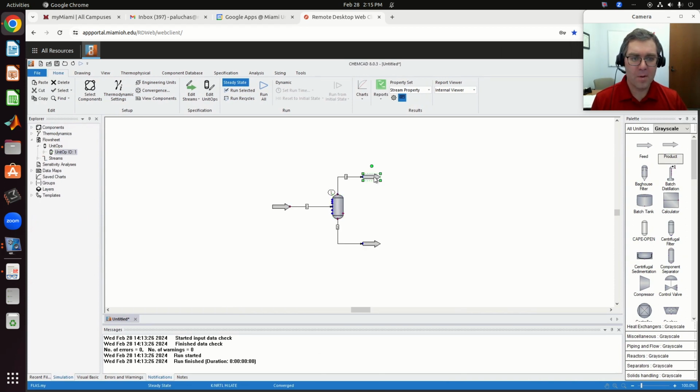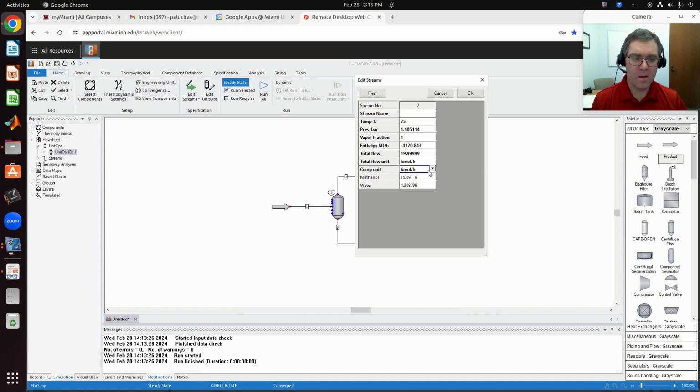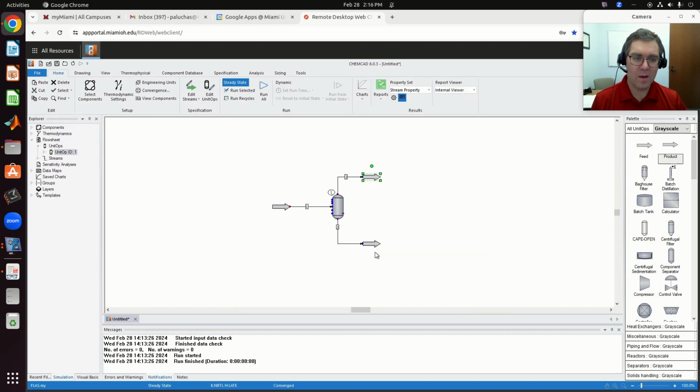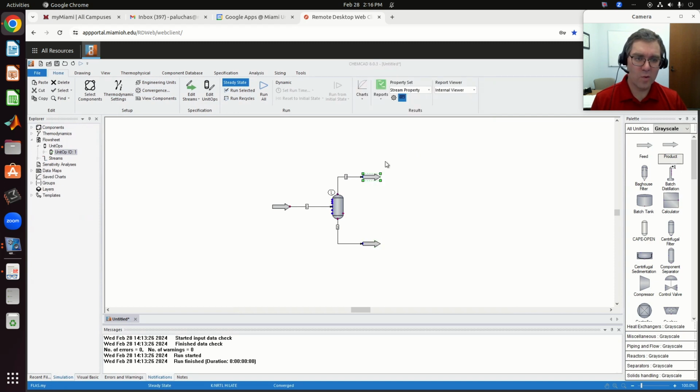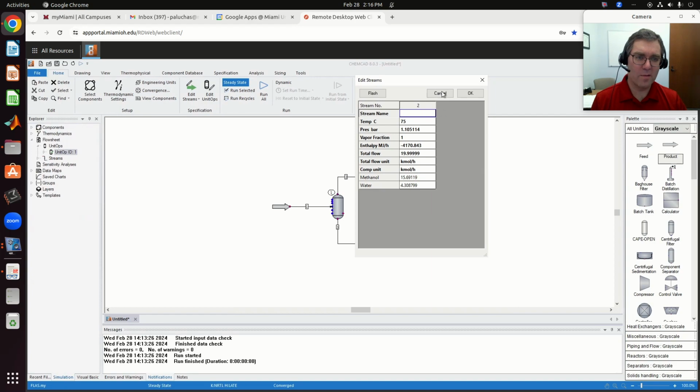But then Y would be the mole fraction of my most volatile component coming off the top of my vapor. X would be the mole fraction of my most volatile component coming out the bottom of my liquid. And then this 80, that's the flow rate of my liquid stream. And this 20, that's going to be the flow rate of my vapor stream.